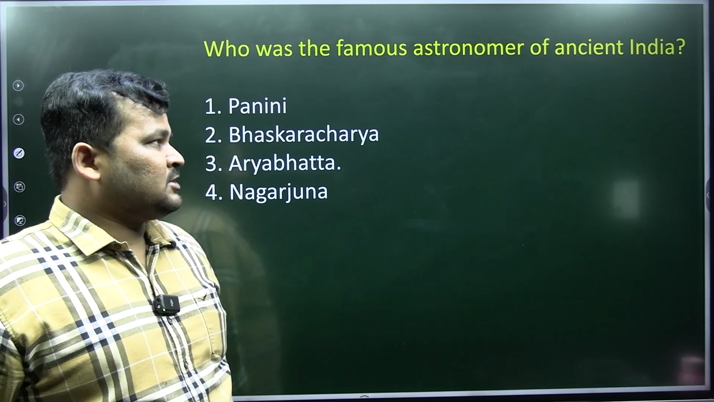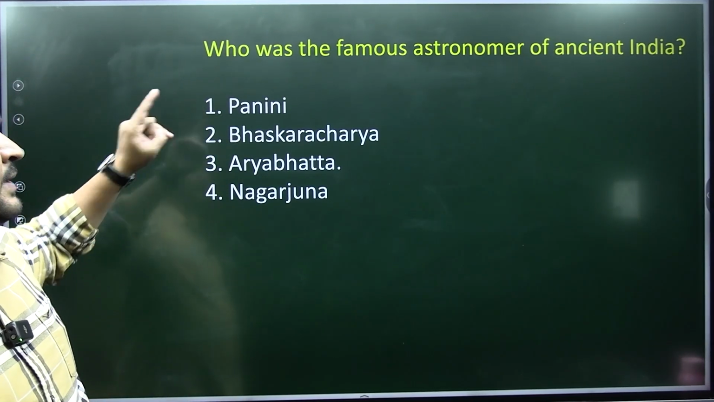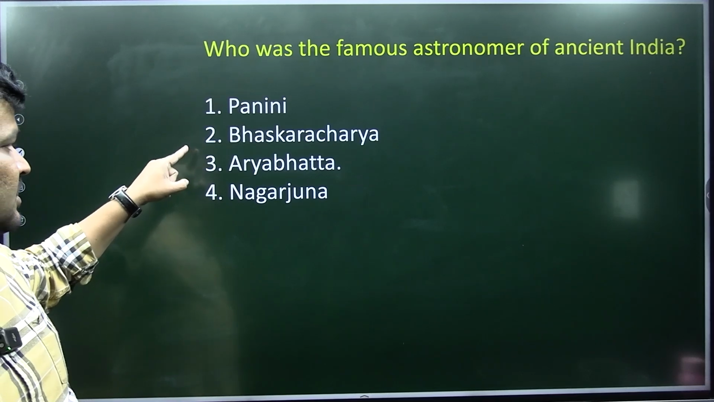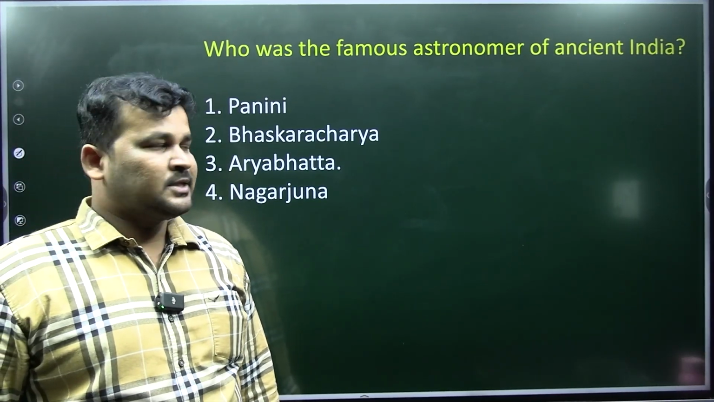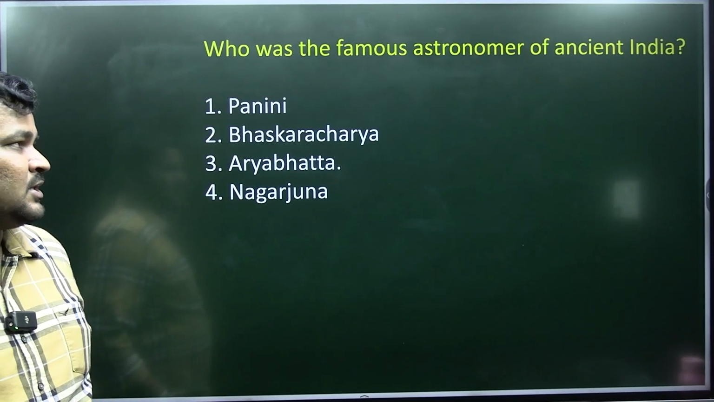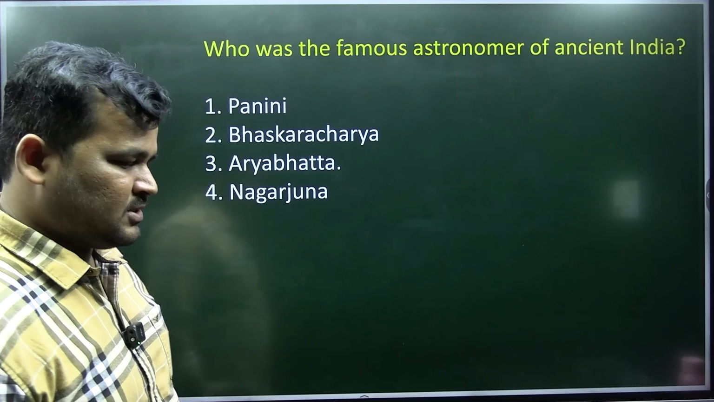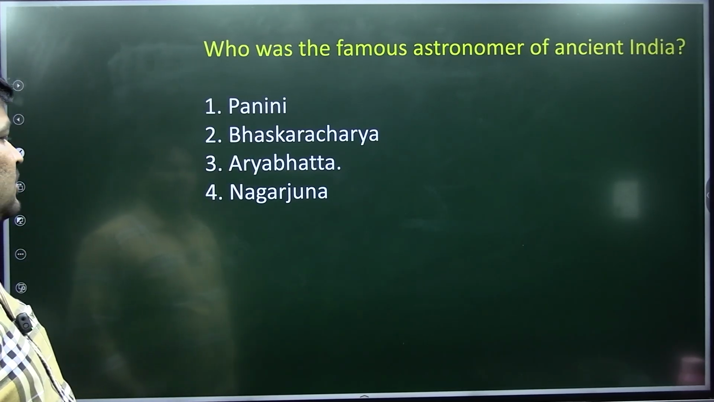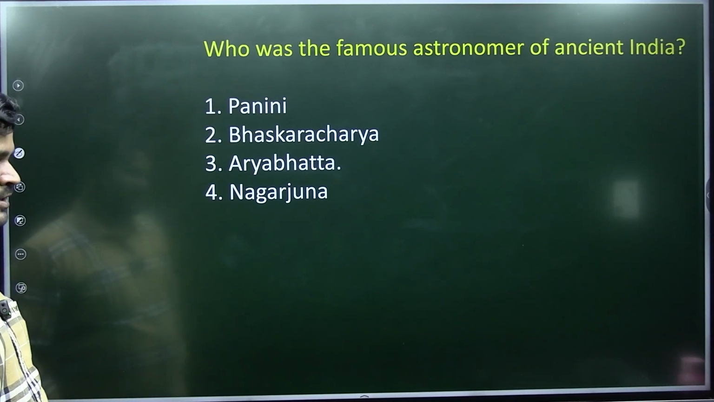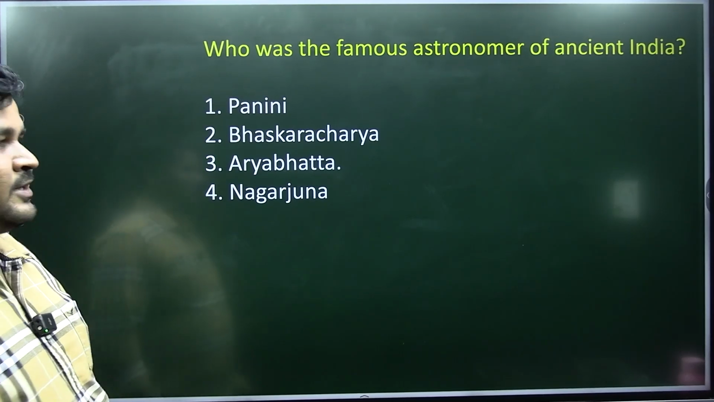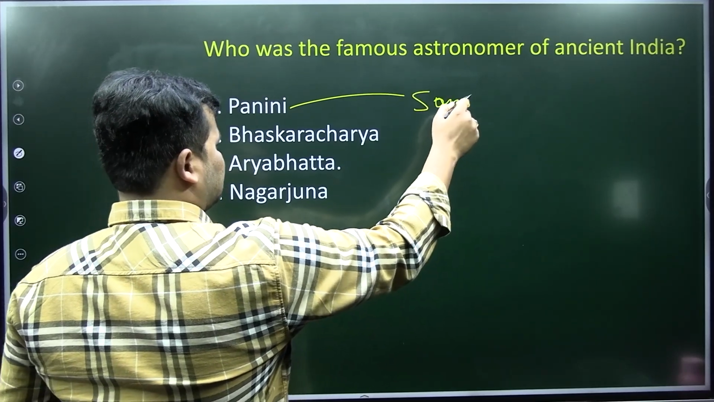Who was the famous astronomer of ancient India? 1. Panini. 2. Bhaskaracharya. 3. Aryabhatta. And 4. Nagarjuna. He is asking about the famous astronomer of ancient India. So try to find out the answer. Panini, he was a Sanskrit scholar.